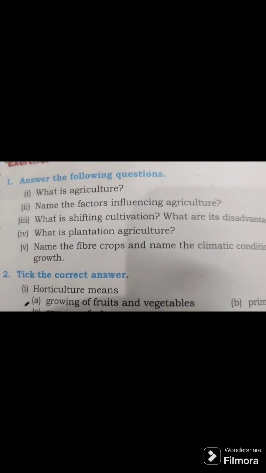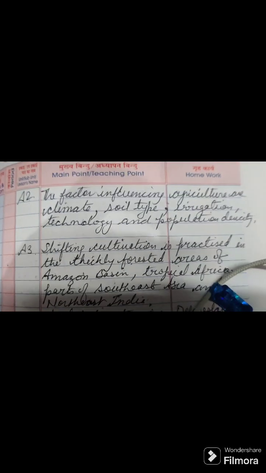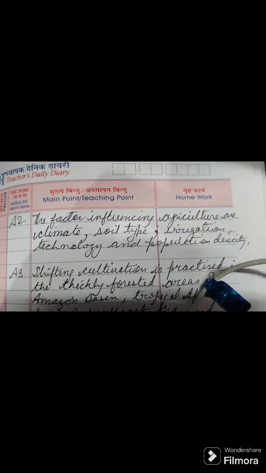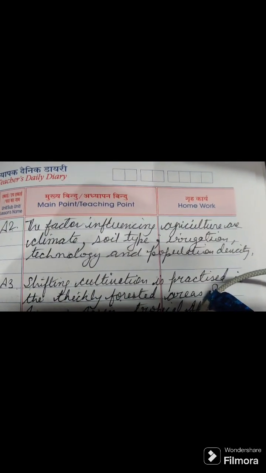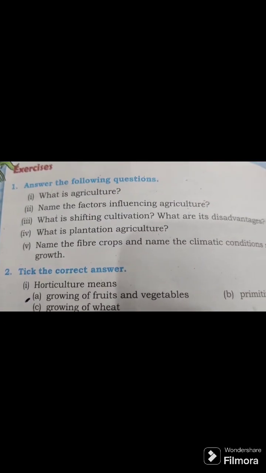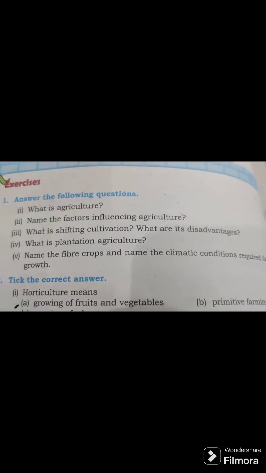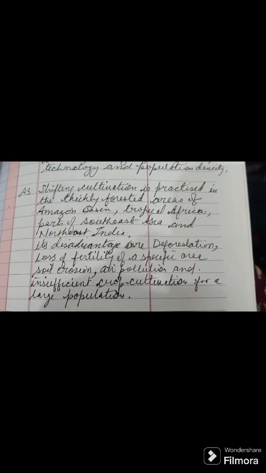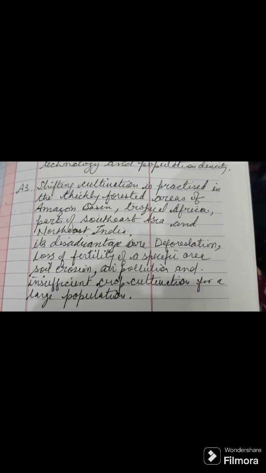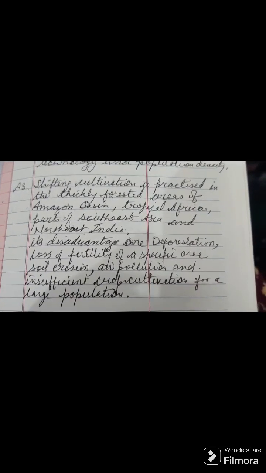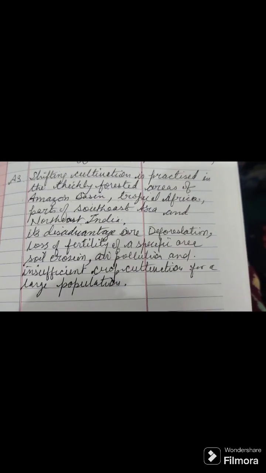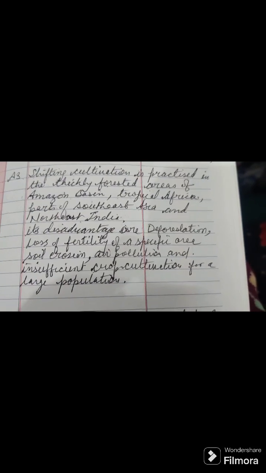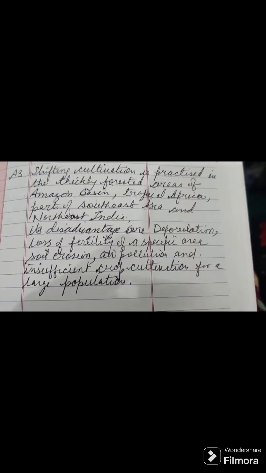Question number 2. Name the factors influencing agriculture. The factors influencing agriculture are climate, soil type, irrigation technology, and population diversity. Question number 3. What is shifting cultivation? What are its disadvantages? Shifting cultivation is practiced in the thickly forested areas of Amazon basin, tropical Africa, parts of Southeast Asia and Northeast India. Its disadvantages are deforestation, loss of fertility of a specific area, soil erosion, air pollution, and insufficient crop cultivation for a large population.